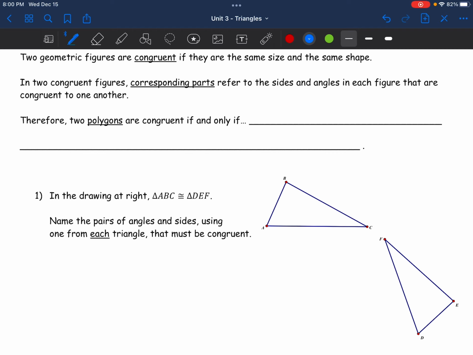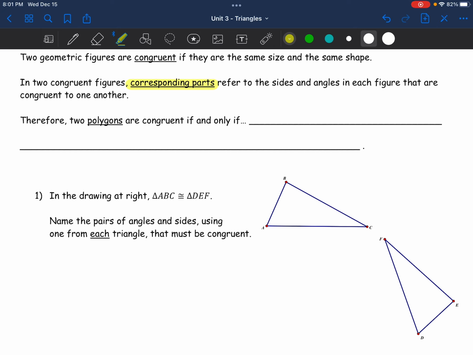Top definition you see here, we've already said two figures are congruent if they're the same size and the same shape. Great. But what that also means is that the individual pieces of each of those two congruent figures should also be congruent to one another. I know we've had corresponding angles in the past. Well, now we'll also have corresponding sides. They don't mean the same thing as when we had parallel lines. All it means is that they match.